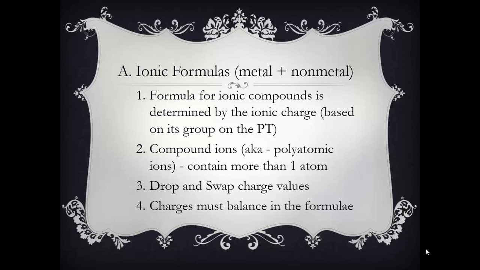So, ionic formula is a metal and nonmetal, a cation and an anion. It doesn't have to be a nonmetal. It could be a polyatomic ion, like a number 2. And it's based on where they are on the periodic table. Polyatomic just means it has more than one atom.